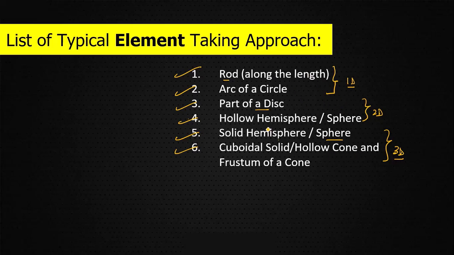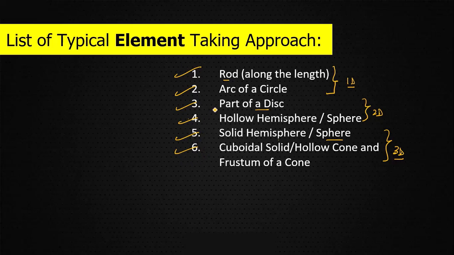That doesn't mean that in mathematics, under the integration chapter, I can only take this kind of elements. There are a number of elements, a lot of different types of element, that can be taken. But for physics, I should only consider these 6 types of element, which can be applied in solving different types of problems.